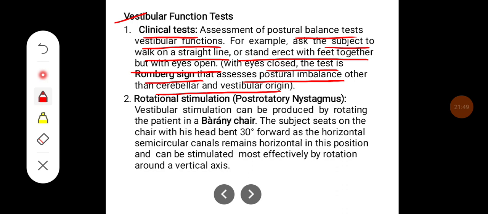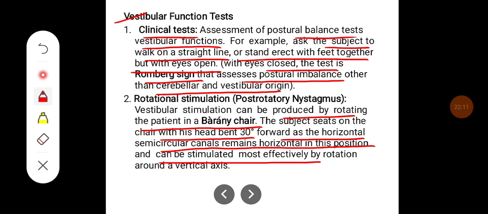Then rotational stimulation, that is post rotatory nystagmus. Vestibular function can be tested by rotating the patient in a Barany chair. The subject sits on the chair with the head bent 30 degrees forward, as the horizontal semicircular canals remain horizontal in this position and can be stimulated most effectively by rotation around the vertical axis.